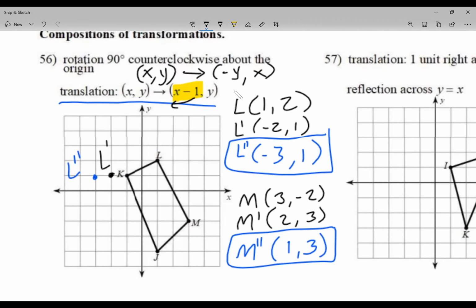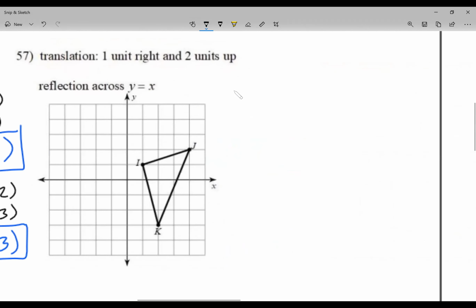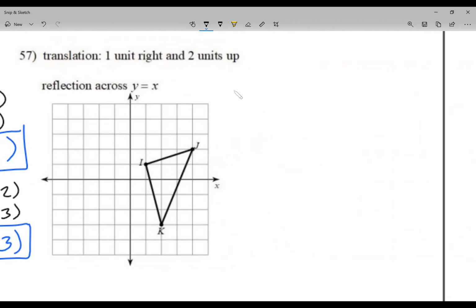All right, let's take a look at question number 57 here. So I have all the points here. Just to follow one, let me follow point J. As long as you can follow 1 point, I'm pretty sure you can follow all of them. The coordinates of point J are 4, 2.